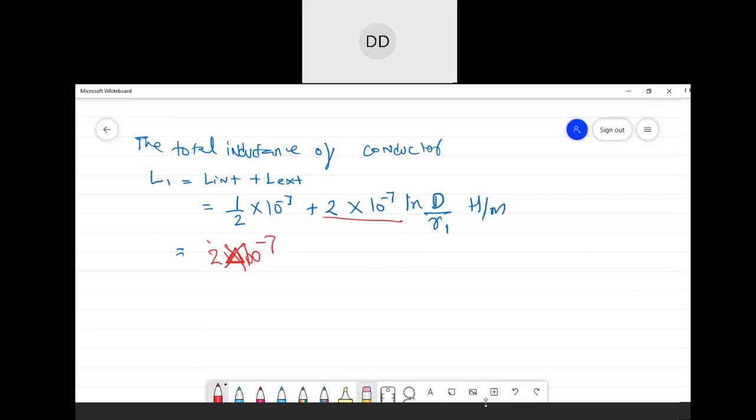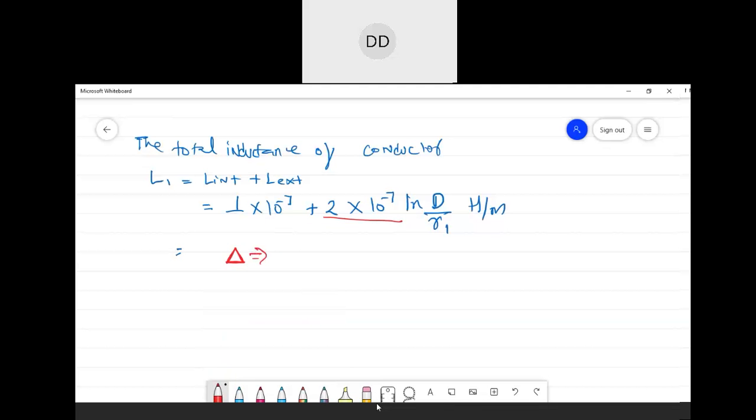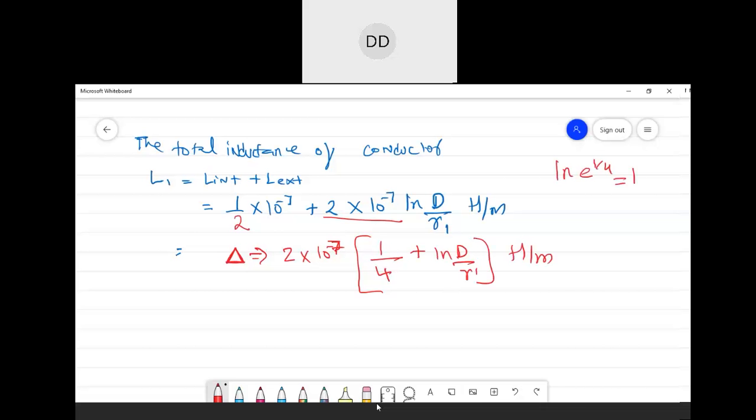I'll take this out over here, 2 into 10 power minus 7. Once I take this out, I have here half into 10 power minus 7, which becomes 1 by 4, and here I have ln of D by r dash. Now if I write this 1 by 4 in logarithmic terms, I can write it as ln of e power 1 by 4.